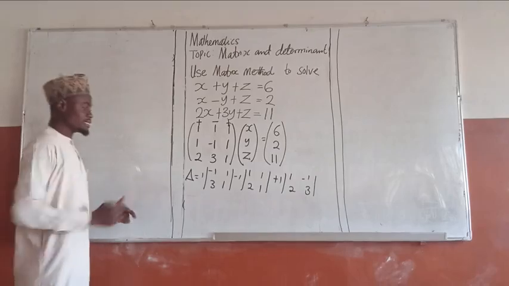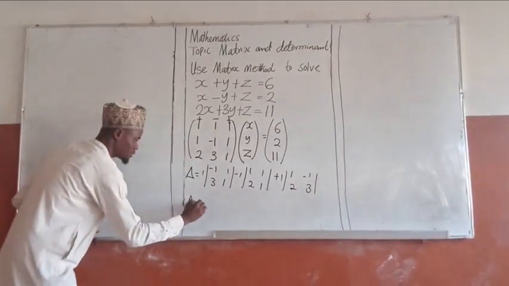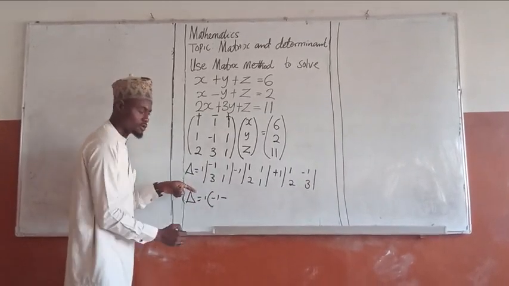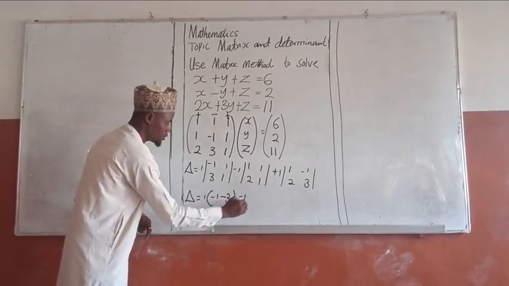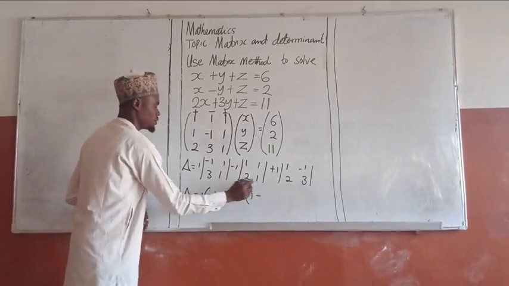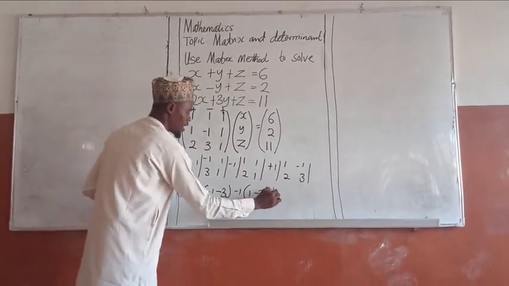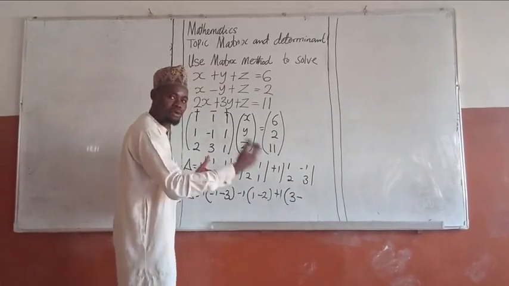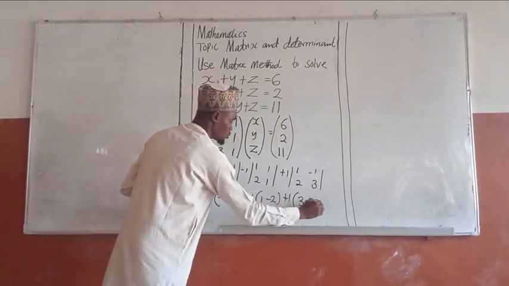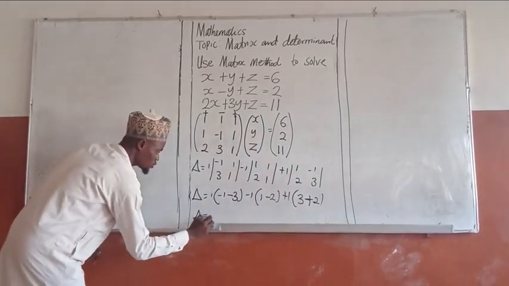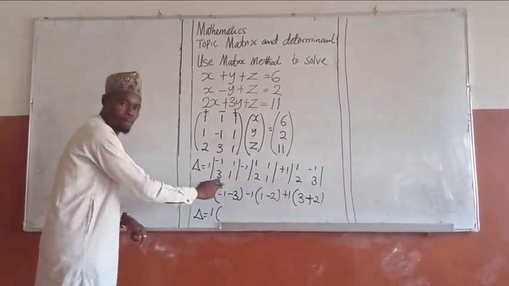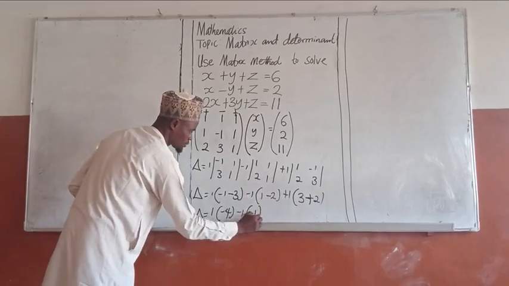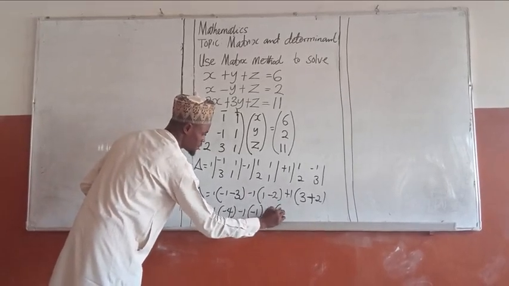So now, the next thing is to find the determinant. The determinant is equal to 1, open bracket, 1 times 1 is 1, minus 3 times minus 1 is plus 3. Minus 1, open bracket, 1 times 1 is 1, minus 2 times 1 is 2. Plus 1, open bracket, 1 times 3 is 3, minus 2 times minus 1 is minus minus 2, which changes to plus 2. So the determinant is 1, open bracket, 1 plus 3 is 4. Minus 1, open bracket, 1 minus 2 is minus 1. Plus 1, 3 plus 2 is 5.